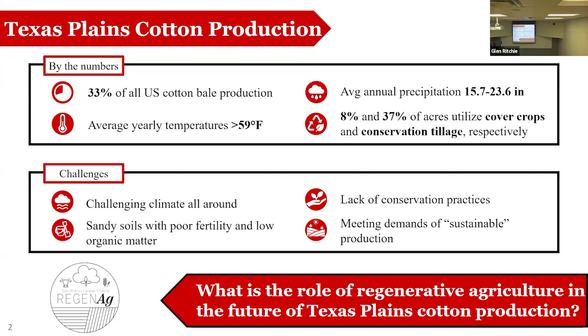We have sandy soils with poor fertility and low organic matter, which makes it very hard to build soil organic carbon. There's a lack of conservation practice adoption, and producers and researchers in this region are challenged with the task of meeting the demands of sustainable production, which for semi-arid cotton production is very poorly defined. But we're not only working on trying to come up with a definition for sustainable production, but also trying to solve those challenges as they appear. So our main question we're going to look at today is the role of regenerative practices in the future of Texas Plains cotton production.